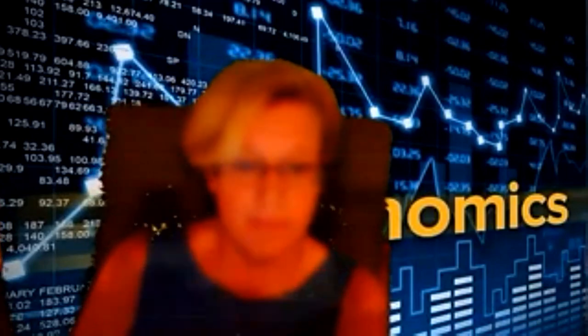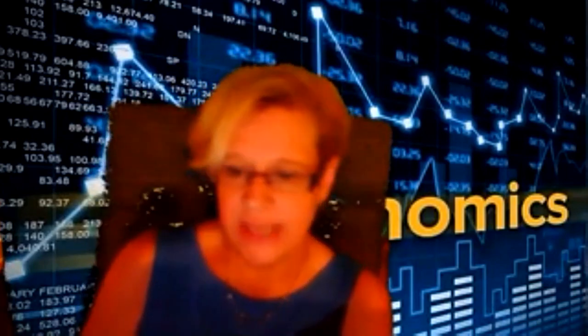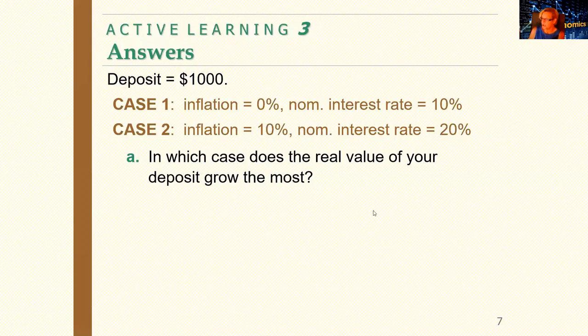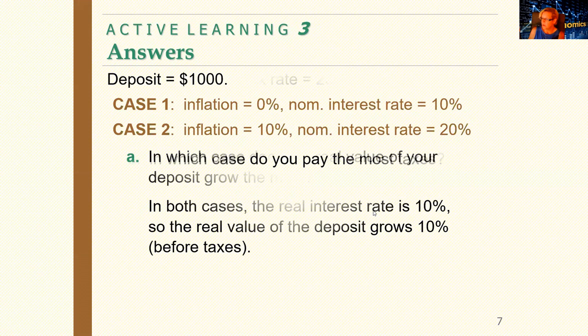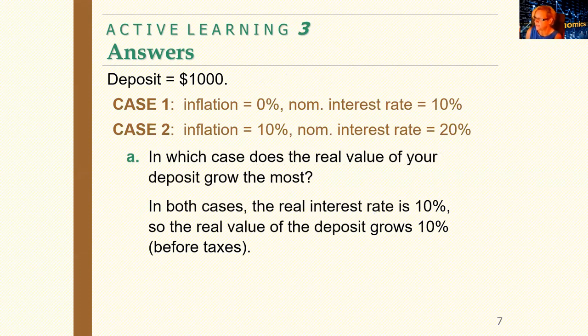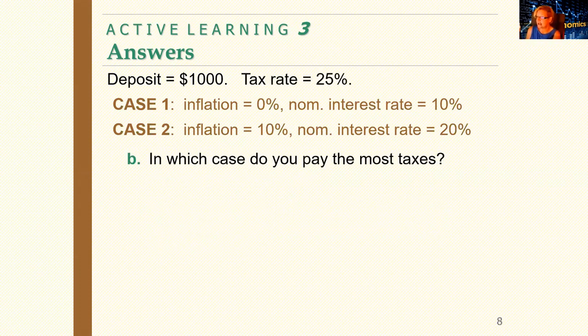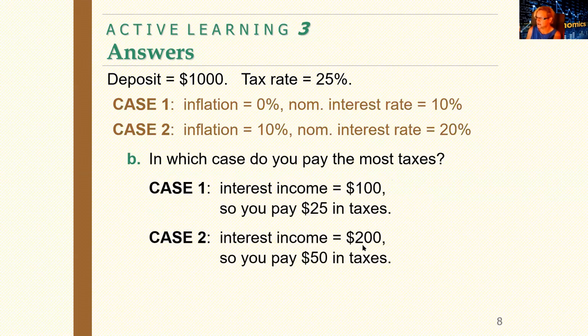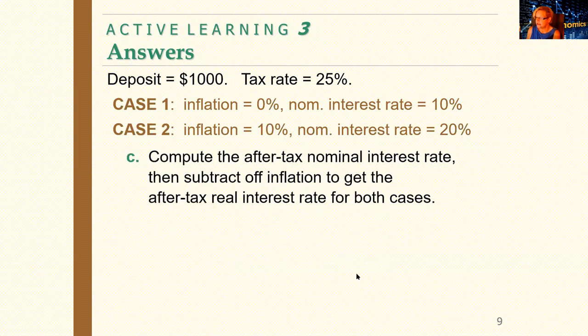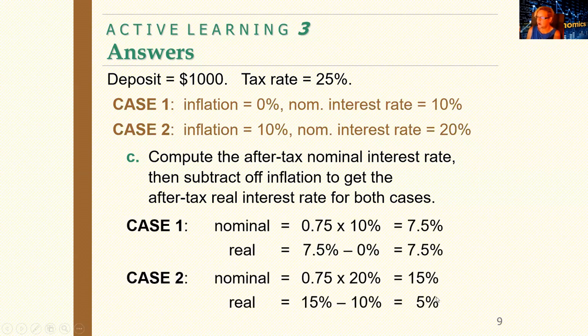Let me go ahead and jump back into my slides. I really think that was our last little thing there, but I can't remember for sure. Let's just double check our answers. In both cases, the real rate is 10%. In which case do you pay the most taxes? Definitely in case two, you pay more taxes, right? $200 versus $100, so you're paying twice as much in taxes. And then the after-tax nominal interest rate is lower in case two than it is in case one.